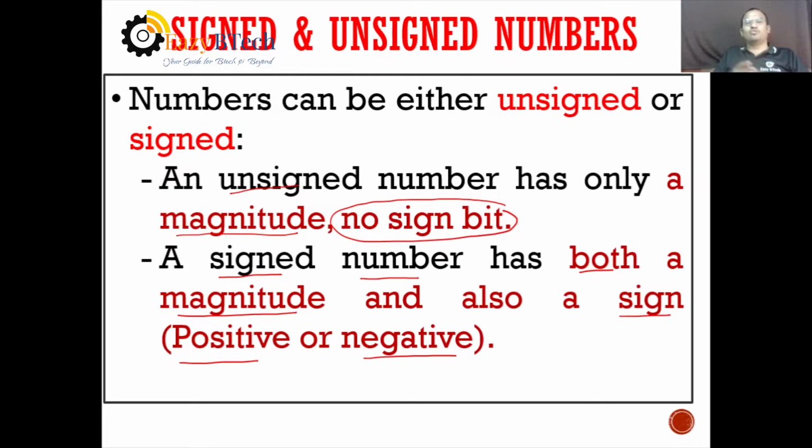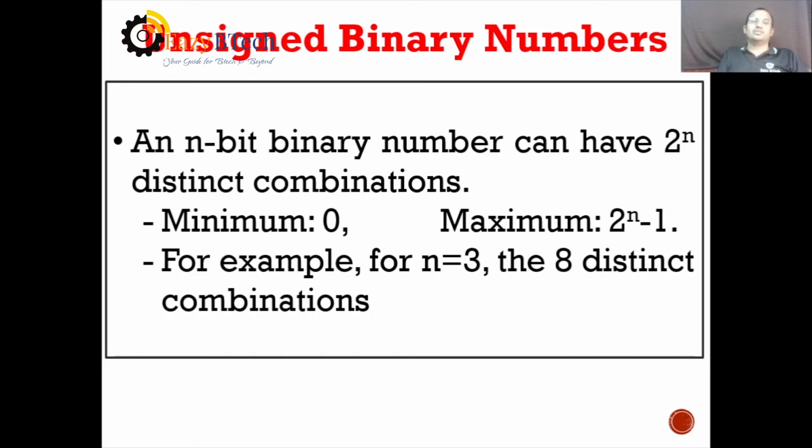So numbers are of two types, signed numbers and unsigned numbers. Unsigned numbers don't have any sign bit, they have only the magnitude part. Whereas a signed number has both magnitude as well as sign, which can be positive or negative. We will see one by one. First we will look at unsigned numbers, then signed numbers. So first, unsigned binary numbers.